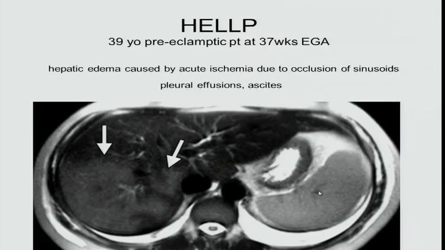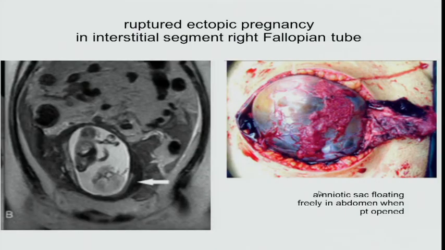Okay. And this is another really weirdo case. So this was a preeclamptic patient, and this scan showed edema in her liver, pleural effusions, and ascites. This is very unusual, but sometimes if you've seen something once, then the next time when you see it, something rings a bell. So I try and show a lot of cases so that bells will be ringing.